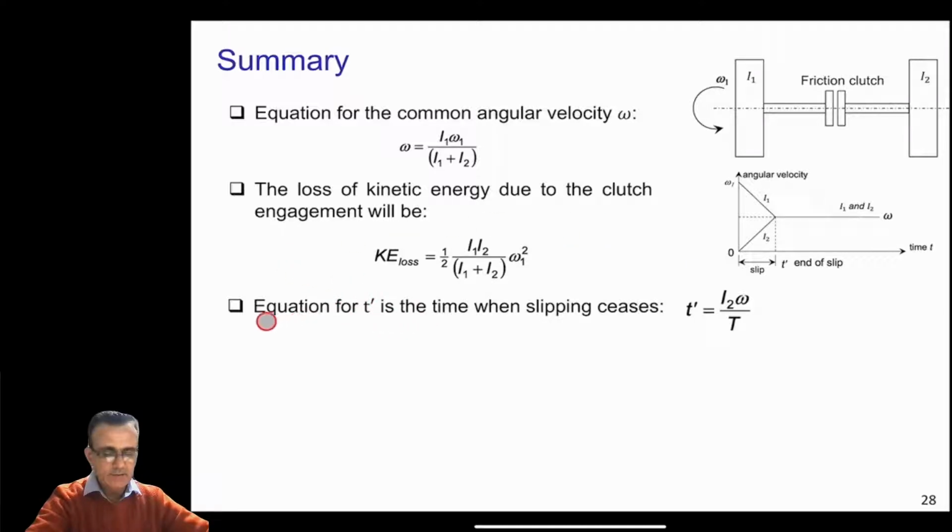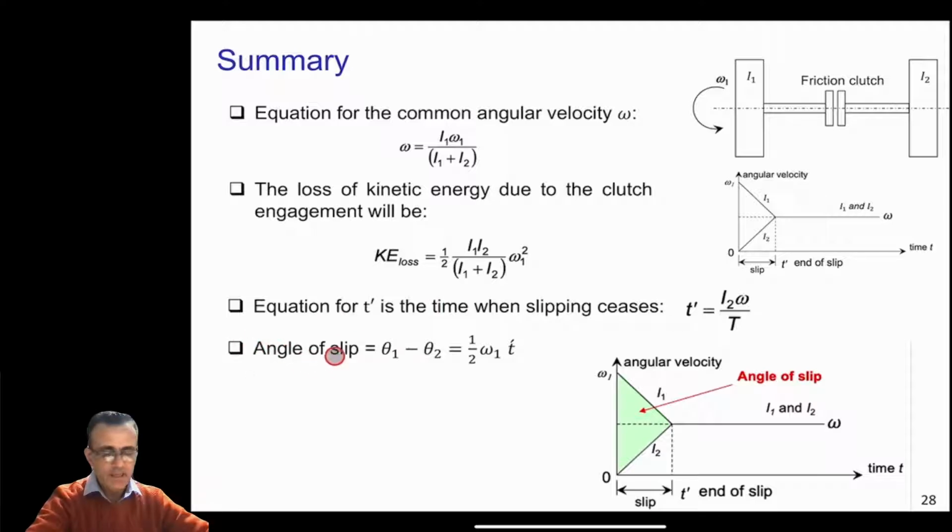And this equation for t dash, which is the time when the slipping ceases, is this equation here, I2 omega divided by T. And the angle of slip can be calculated using theta 1 minus theta 2, which is half omega 1 t dash, which is just this green area, and the work done against friction is equal to the kinetic energy loss.